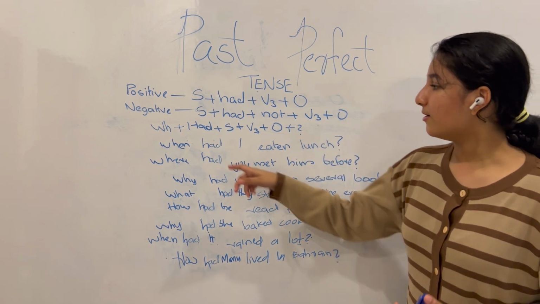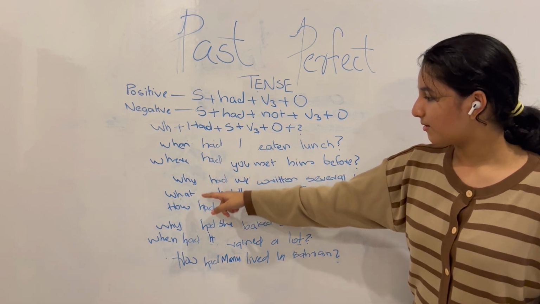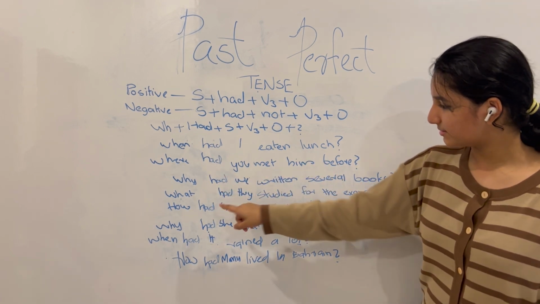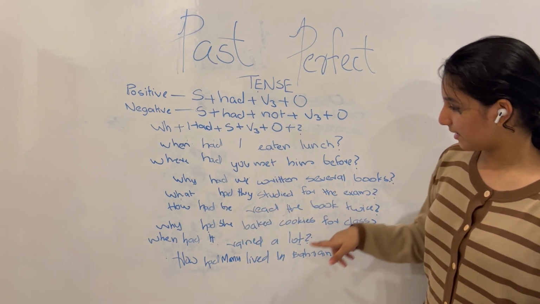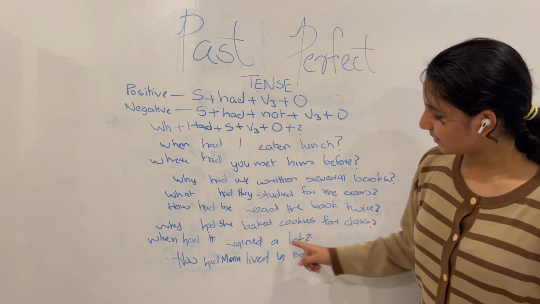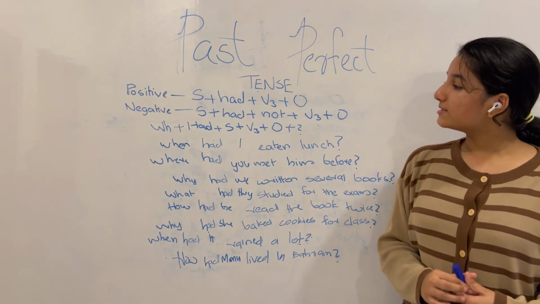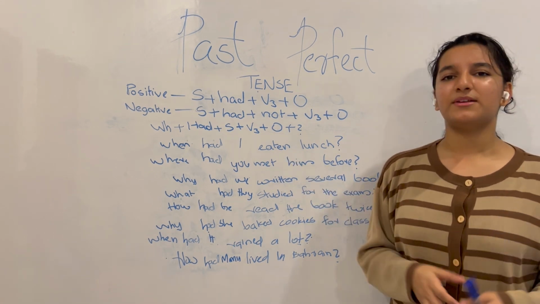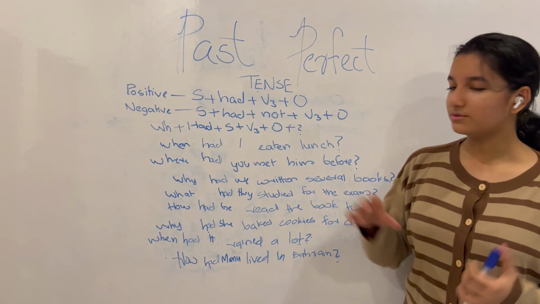When had I eaten lunch? Where had you met him before? Why had we written several books? What had they studied for the exam? How had he read the book twice? Why had she baked the cookies for class? When had it rained a lot? How had Manu lived in Bahrain? So you can see these specify the questions a little bit more, and you can use those like that.